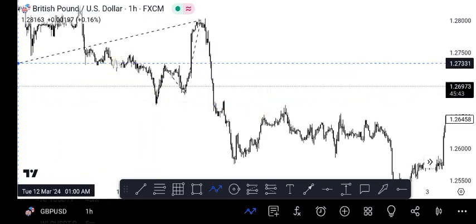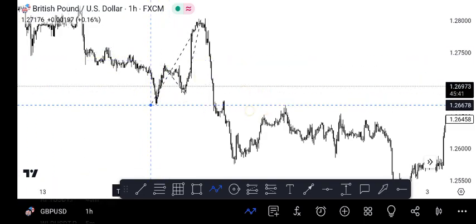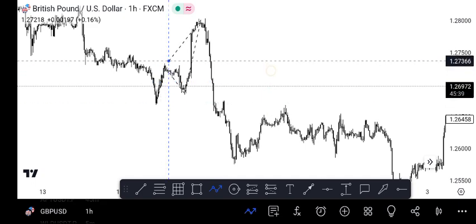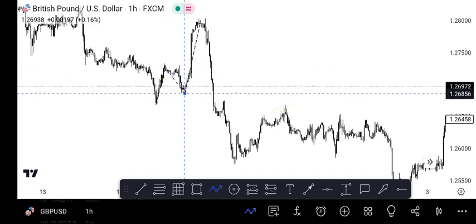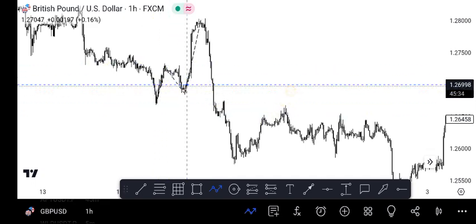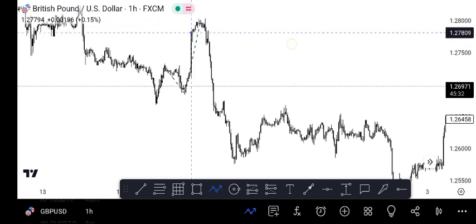Notice I'm not even looking at what's happening behind. This is just 1 hour. It got down to this area. We see a retracement up, came back. It didn't go below this point, and then aggressively went high.